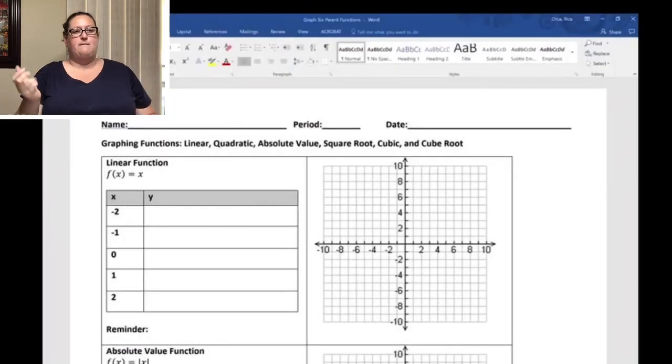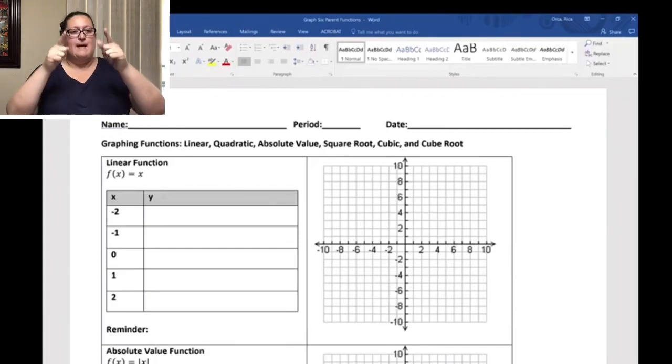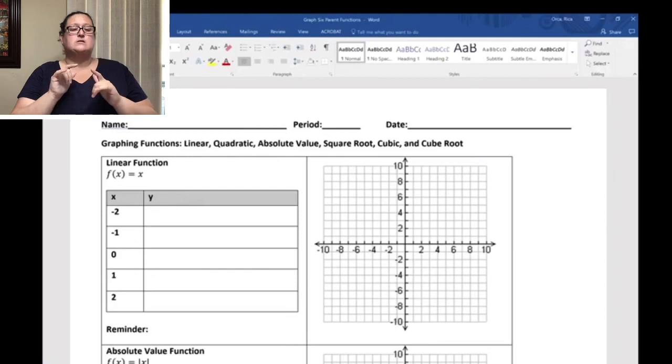Welcome back, class. Today I am going to show you how to graph the parent functions of linear, quadratic, absolute value, square root, cubic, and cubed root functions. So let's get started. First off, let's go ahead and graph a linear function. The word linear means line. We're graphing a line.